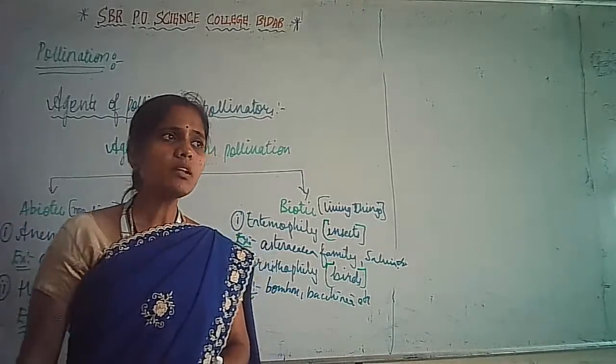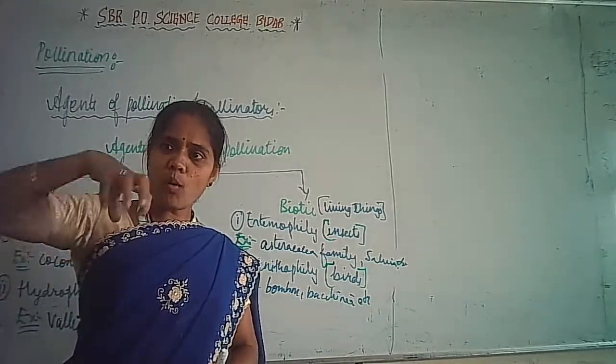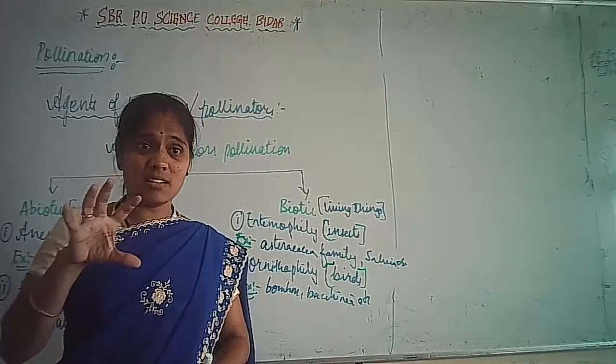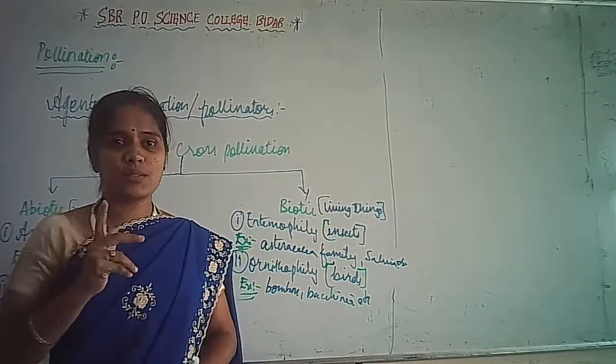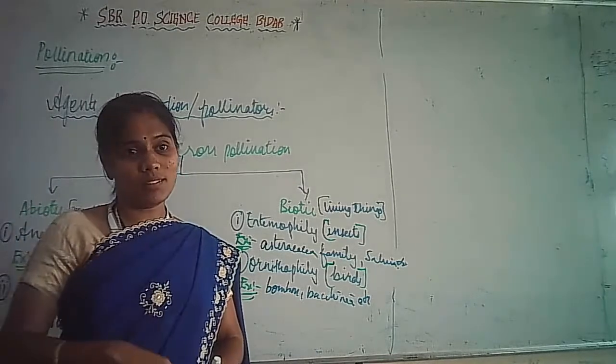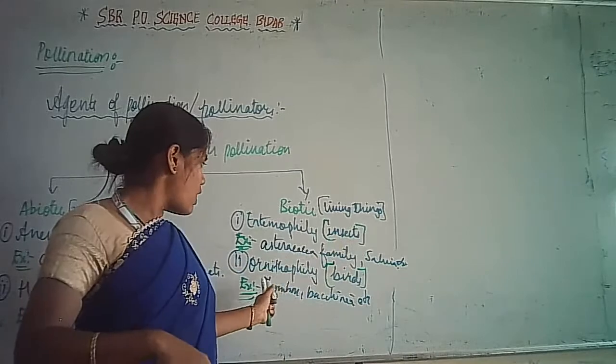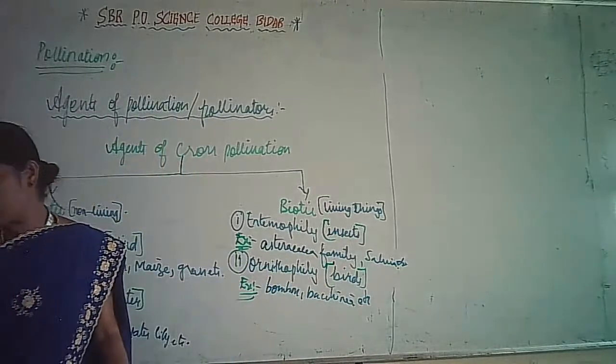I said, so when the insects sit on the flower, the pollen grains will get attached to their body and their legs. When they visit another flower, they transfer the pollen grains. That is entomophily, that is through the insects. Ornithophily, that is through the birds.